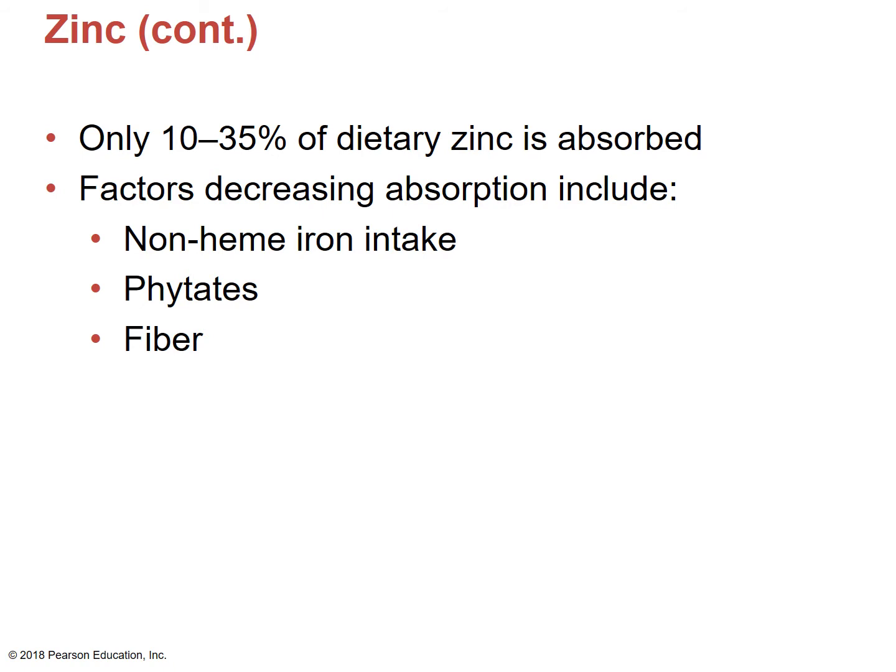High non-heme iron intakes can inhibit zinc absorption, which is the primary concern with non-heme iron supplements, particularly during pregnancy and lactation. High intakes of heme iron appear to have no effect on zinc absorption. The phytates and fiber found in whole grains and beans strongly inhibit zinc absorption. In contrast, dietary protein, especially animal-based protein, enhances zinc absorption.